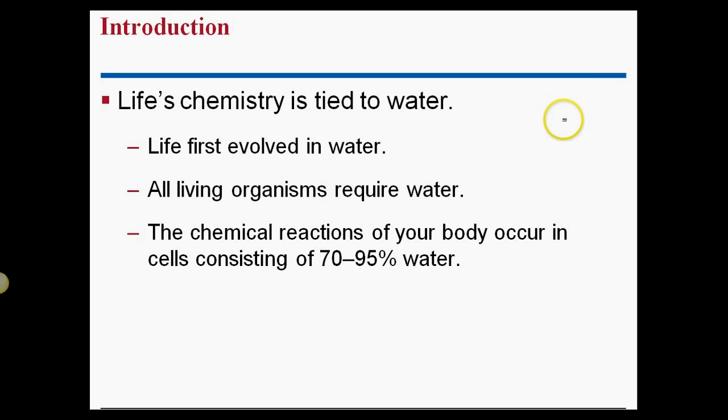Life's chemistry is tied to water, which is why we talk about the earth and that kind of thing. All organisms require a body, and chemical reactions in your body occur in cells that consist of anywhere between 70% and 95% water. Isn't that crazy? So there's so much water to be had here. That's what's going to make that next section really important.